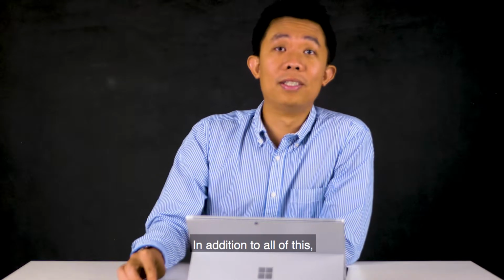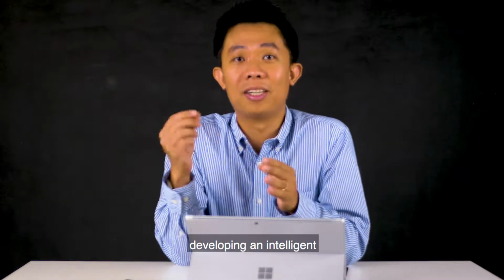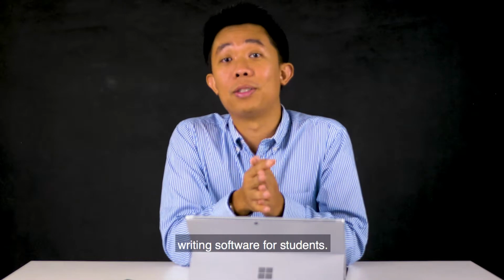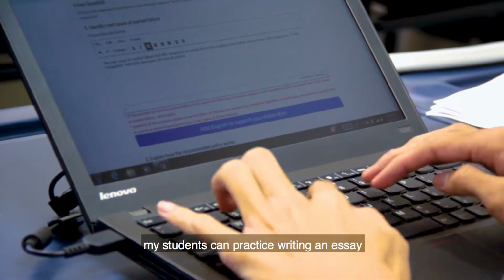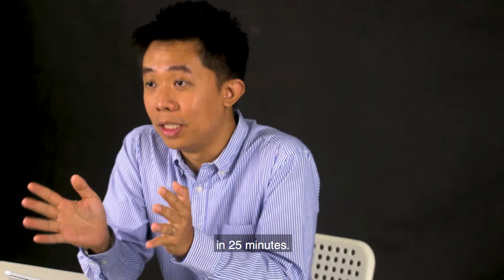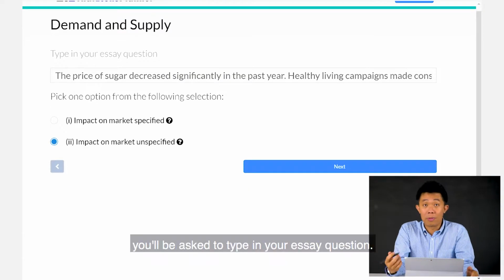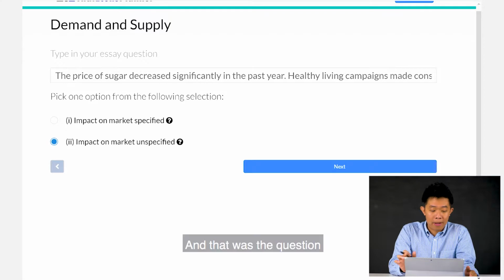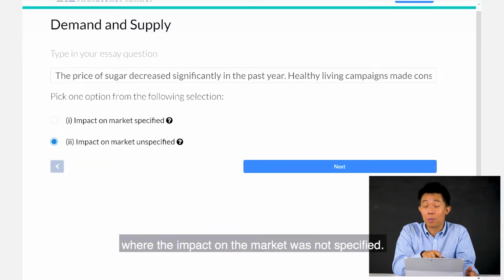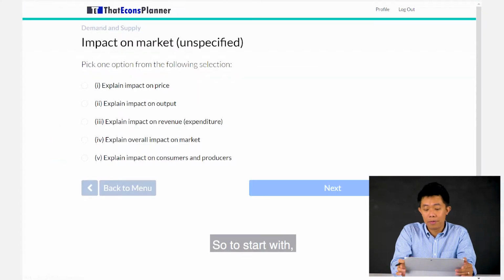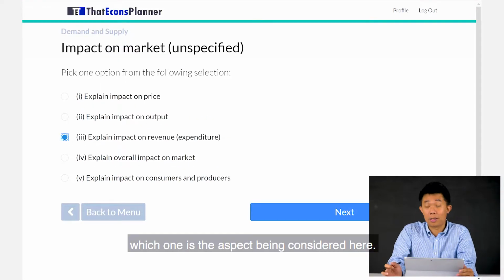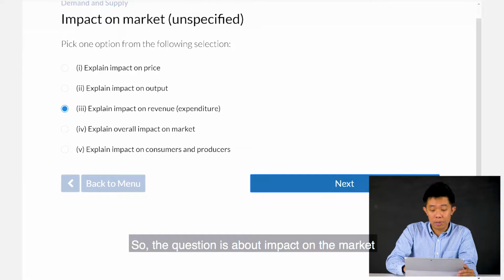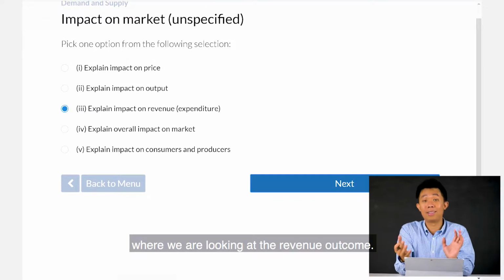In addition to all of this, I've spent the last 2 years developing an intelligent and intuitive writing software for students. I'm pleased to say, right now, instead of 1 hour, my students can practice writing an essay in 25 minutes. So when you interact with the interface, you'll be asked to type in your essay question. And that was a question where the impact on the market was not specified. So to start with, you'll be prompted to select which one is the aspect being considered here. So the question is about impact on the market, where we are looking at the revenue outcome.